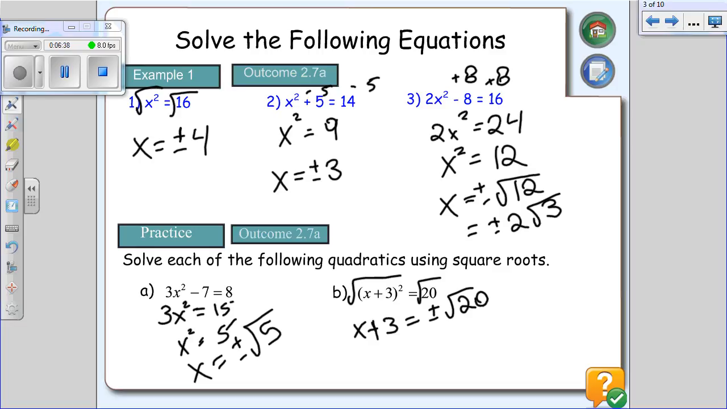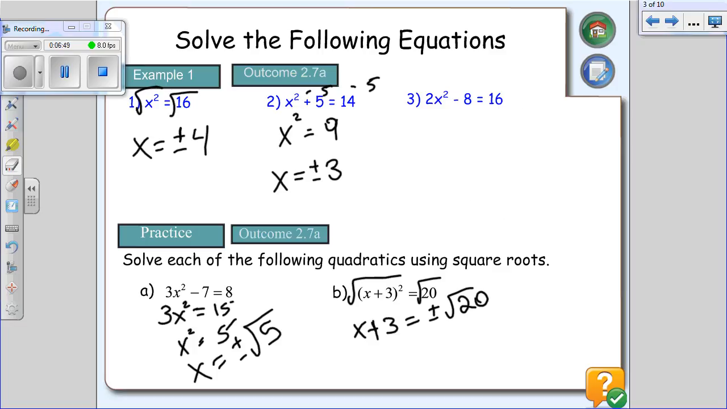Nope, you got to move the 3 over. So subtract 3 from both sides. Put the answer up here so you guys can actually see it back there. Nadia has a question. What is it? If the square roots leave the x plus 3 because of this. Yeah, cancel. So we have x equals negative 3 plus or minus the square root of 20.